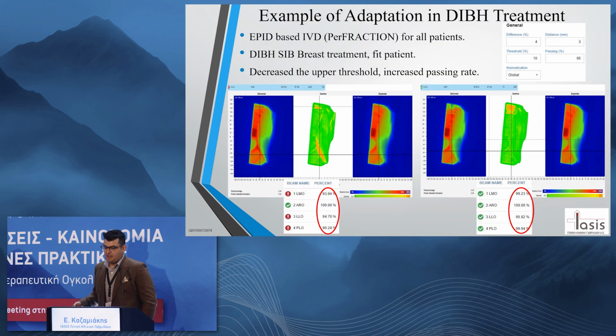And finally, because we are using static fields, it's really easy for us to correct for potential setup errors, or in this case, not using the optimal upper threshold for DIBH. We have assessed the in vivo of the second fraction, and we found out that it had really low passing rates, and we discussed it among us, and we decided to decrease the upper threshold, leading to an increased passing rate on the subsequent fraction.